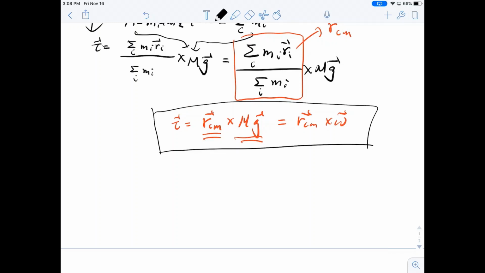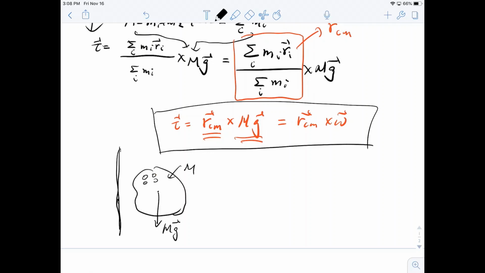With that, we have proven that for a given extended object, and for any given point or axis, the torque due to the gravitational force pulling on this extended object, M g, so it's actually a series of small masses, delta m g.